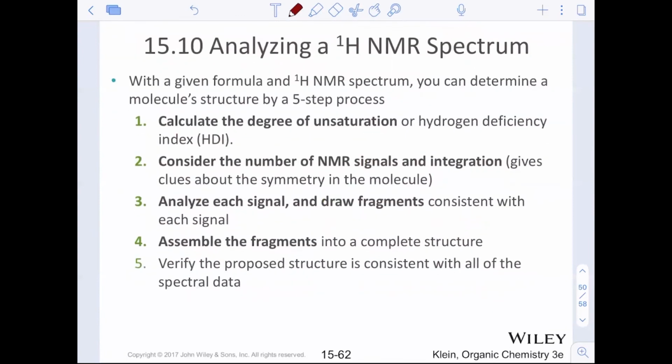Best thing to be able to do here for wrapping up our proton NMR idea is when given a molecular formula and a proton NMR spectrum, which is what you typically will be given, a 5-step process. Calculate the degrees of unsaturation like we've been doing from the beginning. Consider the number of signals and integration based off of what you see in the spectrum. Start analyzing things, start writing things down, right? Analyze each signal, draw fragments. Now, it doesn't mean that the molecule's splitting apart. It's not mass spec fragments.